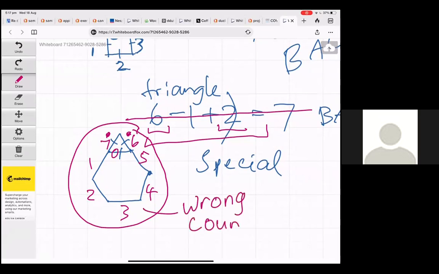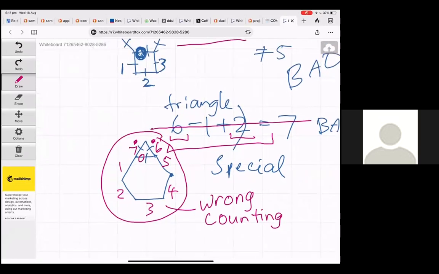Wrong counting. It's because that, you know, like that, 1, 2, 3, 4, 5. But then that is cut off, right? Yeah. 1 and 7 is one line. 6 and 5 is one line. Exactly. So I need to not count these sides twice.